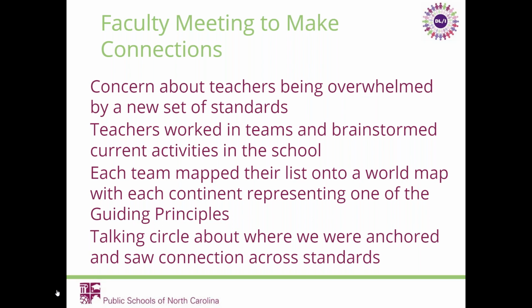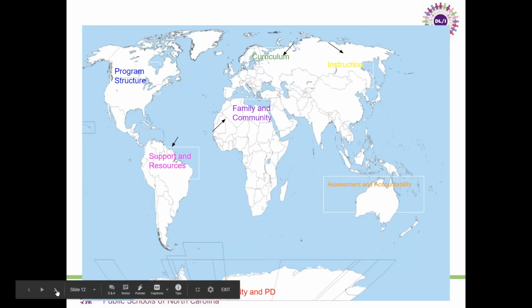When we finished mapping what we were already doing as a school onto the continents, we then had a talking circle that really helped us to identify where we were anchored in the guiding principles, and being able to name specific practices in the school that were evidence of implementation of a guiding principle. And then we were able to look at connections across standards and strands within the guiding principles. So I'm going to advance through and show you what that map looks like.